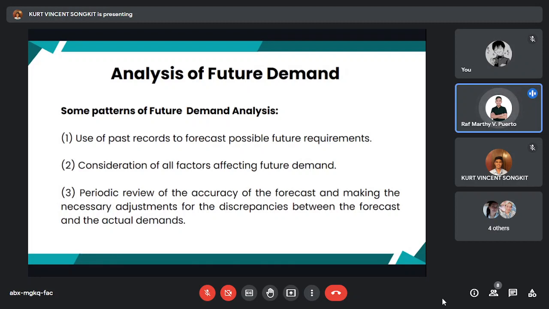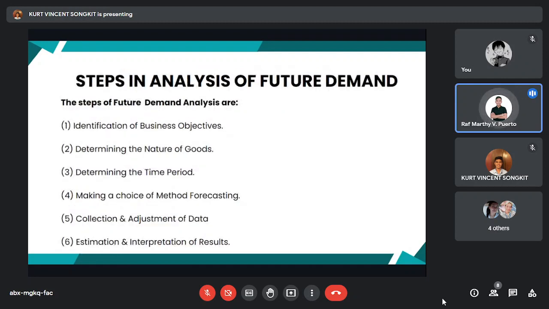So I have prepared in the next slide the steps that we are going to familiarize with when we focus on the demand factor, demand analysis, or demand forecasting.